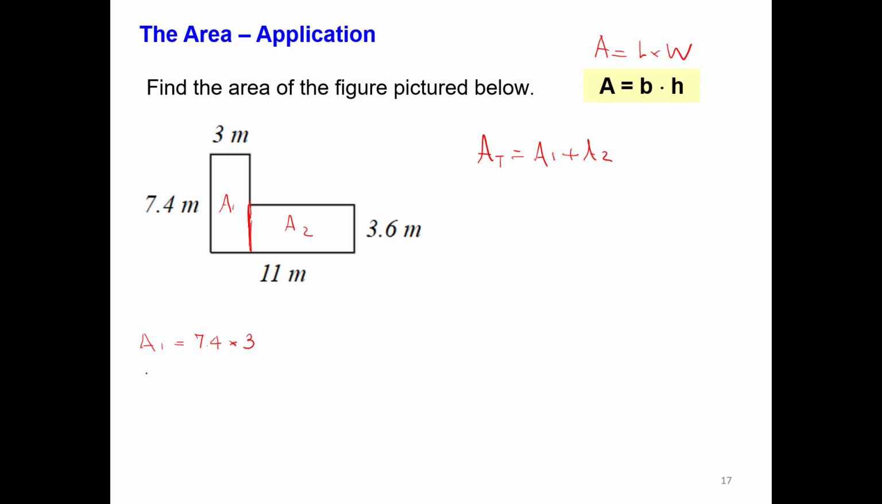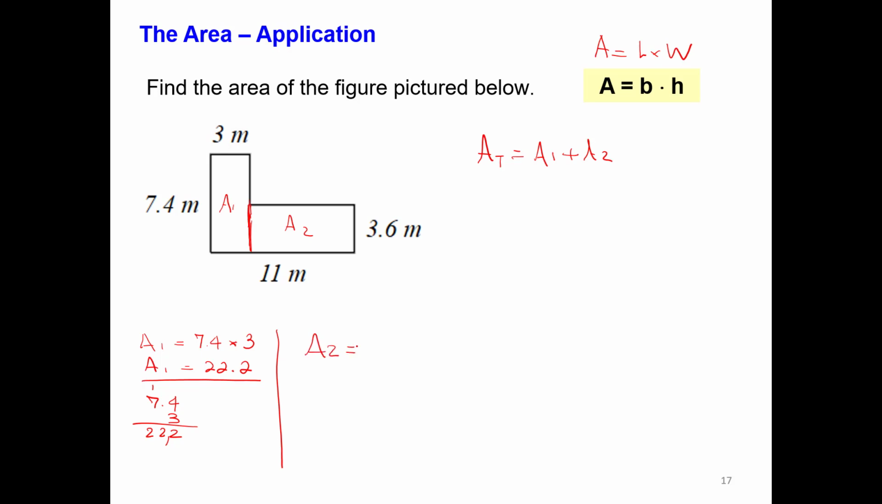Let's calculate this area first. 7.4 times 3: 3 times 4 is 12. 3 times 7 is 21 plus 2 is 23... we had one decimal place, then area 1 equals 22.2. We had the area 1.